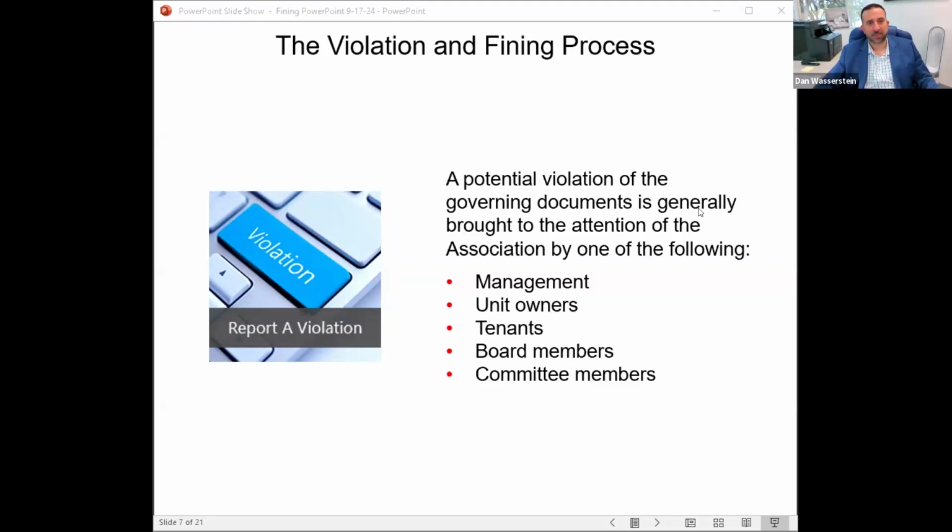So the first step is a violation is brought to the attention of the association. Who does that? Well, it can be by management, most commonly. A lot of times management will do rounds on the community. There might be an employee a management company employs to do that for many associations. There might be an assistant or a committee member, but usually it's management. Also, it can be other owners, tenants, board members, and as I mentioned, committee members. Anyone in the community can bring a violation to the attention of the association.